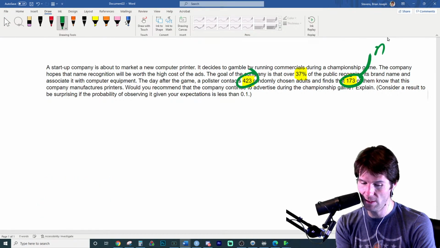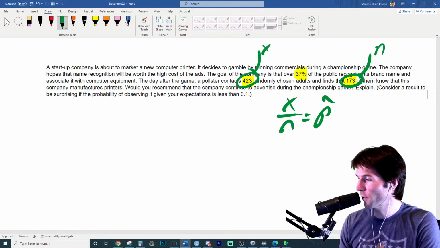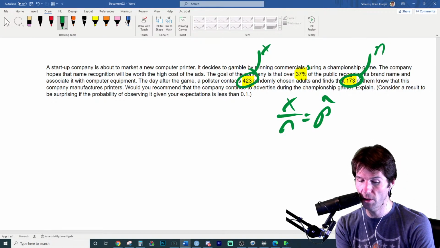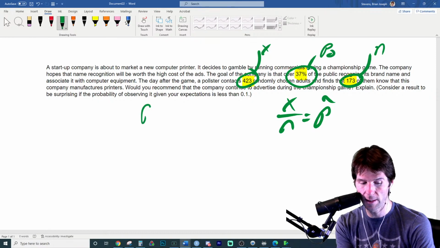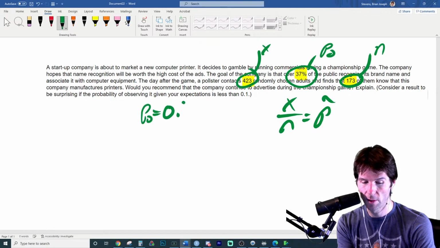That's the sample size. That's X. And X over N is P hat. So let's go find the sample proportion. And Kayla's already got P naught right here, which is the hypothesized.